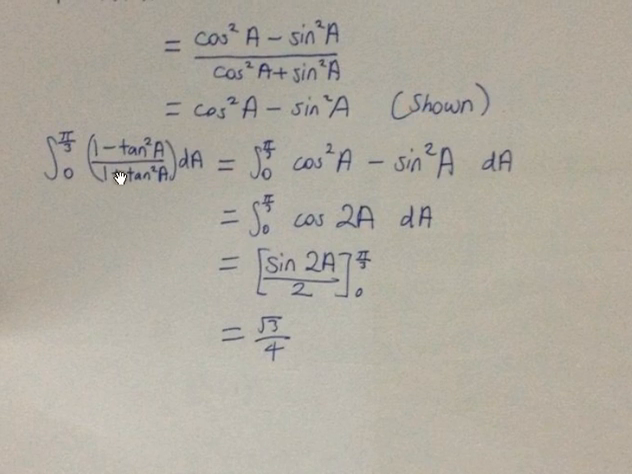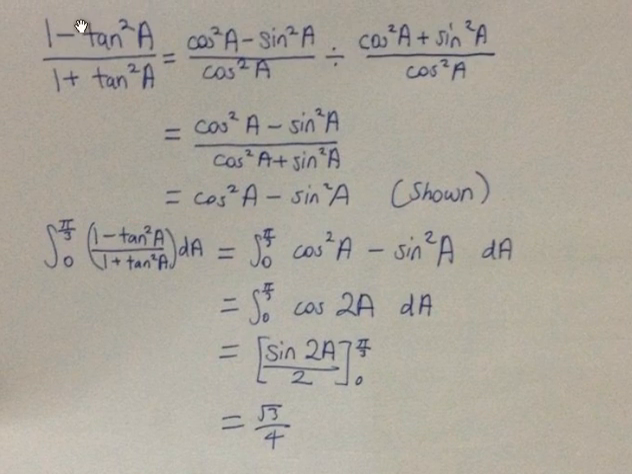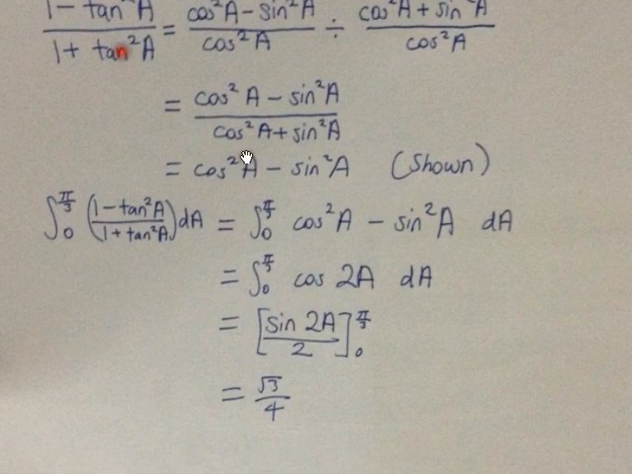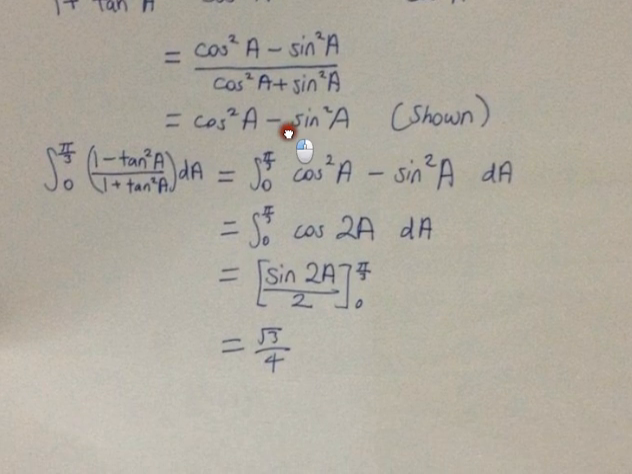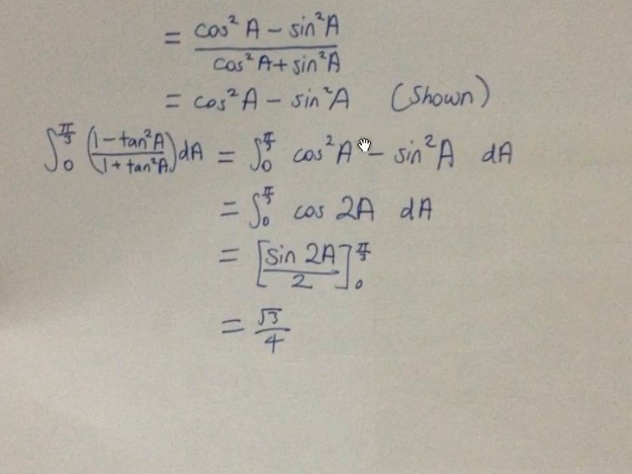The next part, we need to integrate what we have found in the first part. So instead of using this expression, we use the final result. So it's the same as integrating cosine square A minus sine square A with respect to A. But recall that cosine square A minus sine square A is actually a double angle of cosine, which is cosine 2A. And this is the basic form that we need to do integration.